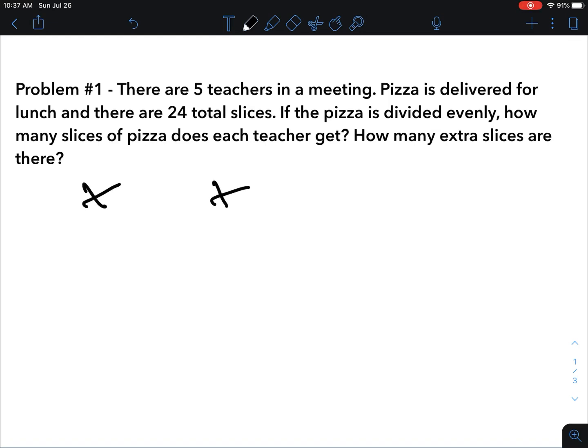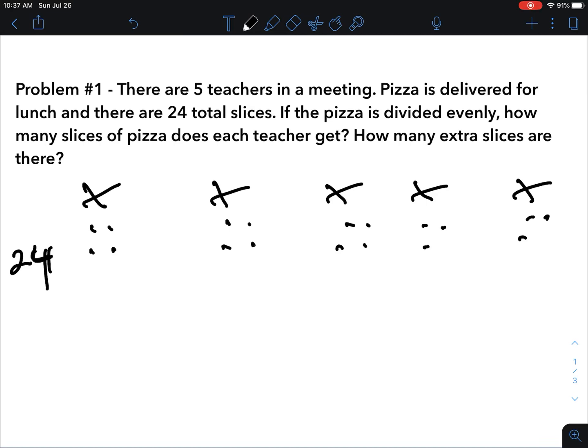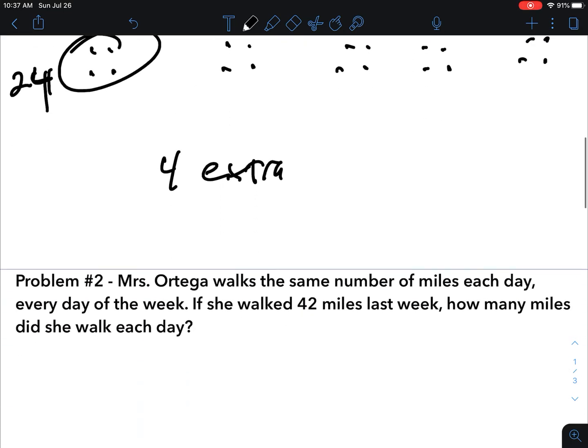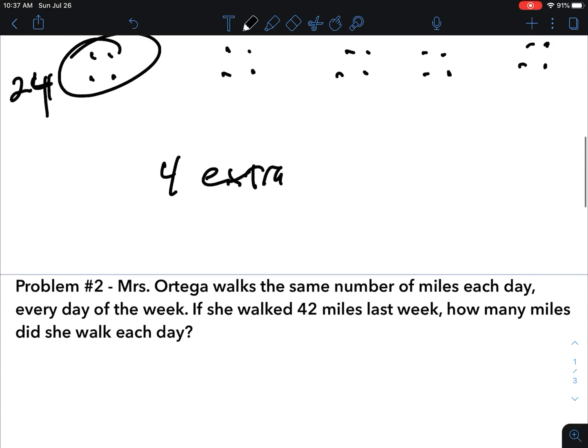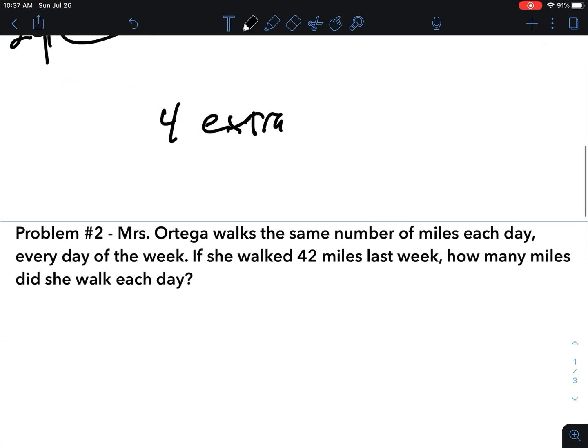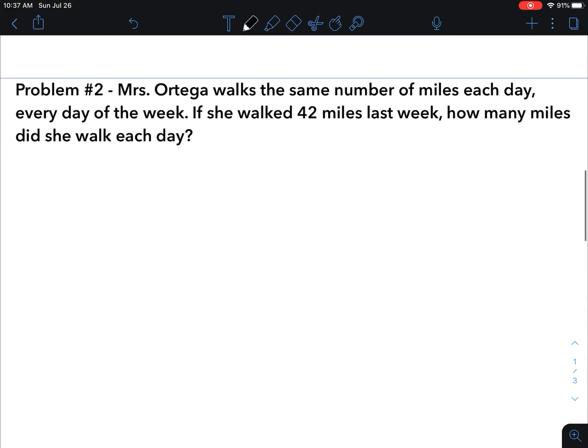All right. And I am going to show you the same answer in case you drew it. So if there's 5 teachers, 1, 2, 3, 4, 5 teachers, divide up the 24 slices. 1, 2, 3, 15, 18, 19, 20. And I don't have enough to give everyone else, so there's 4 extra. And as you can see, each teacher got 4. So hopefully you got that.